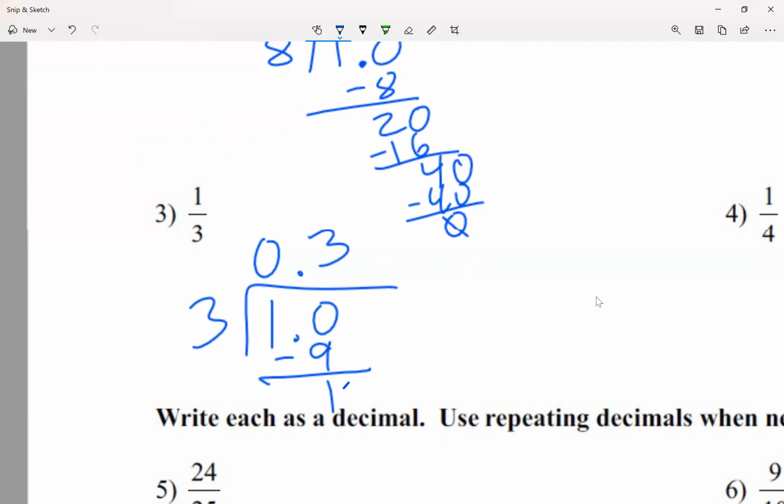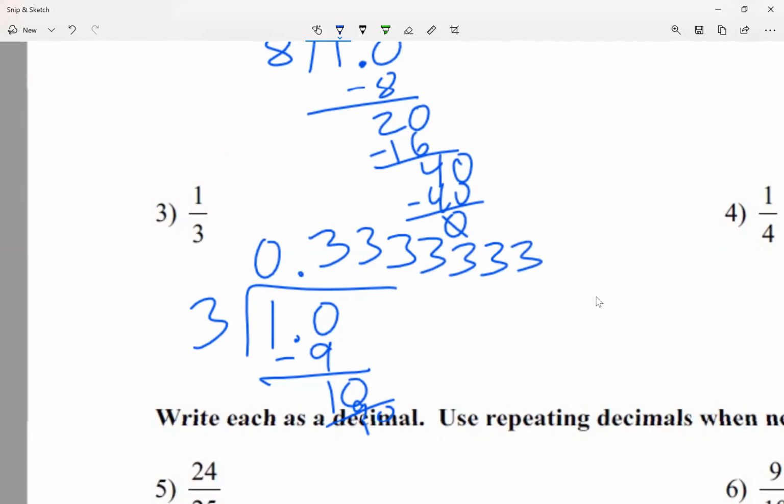I can bring an extra 0. How many times does 3 go into 10? That's what I was just asked, right? So it seems like it's going to give me 3, and I do this again, and it's going to ask me how many times 3 goes into 10, and I can continue writing a bunch of 3s. Now, I will never stop.